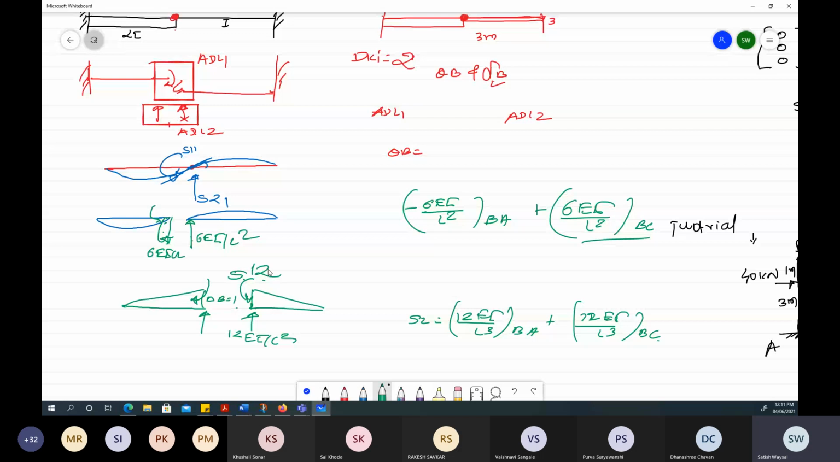In this way, you can analyze any beam or frame. If you have any doubt, you can ask. Otherwise, you can put the attendance in the chat box and you can leave the meeting.